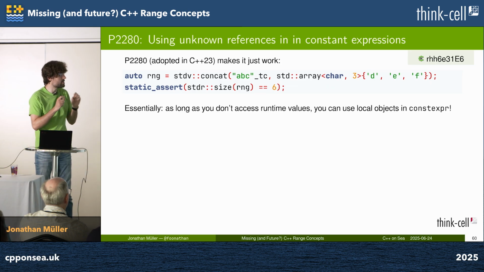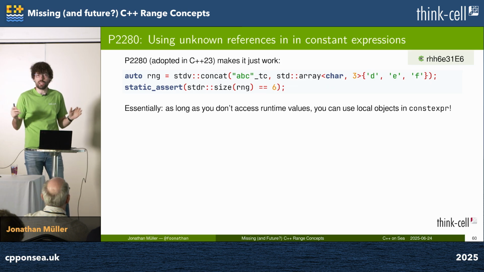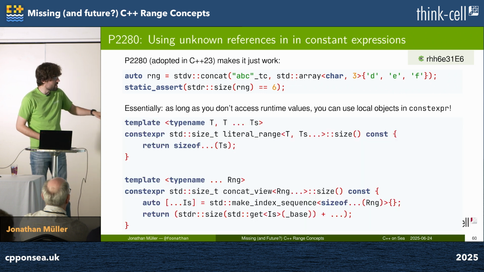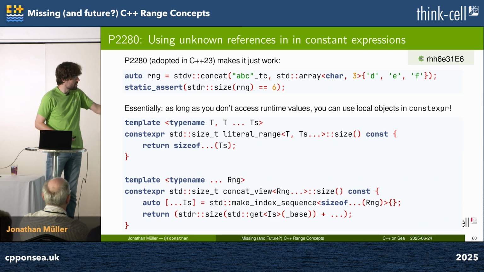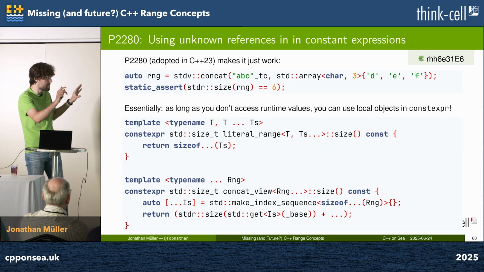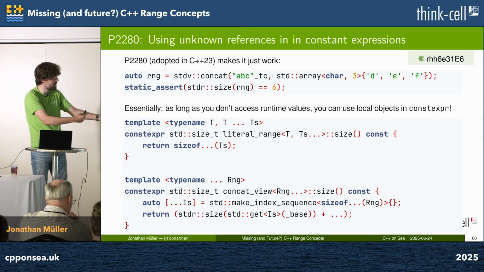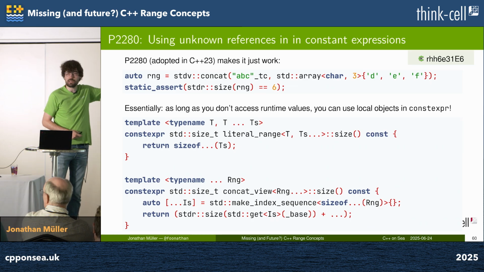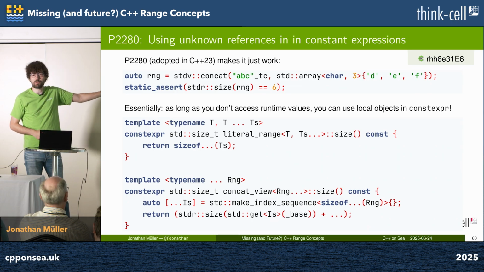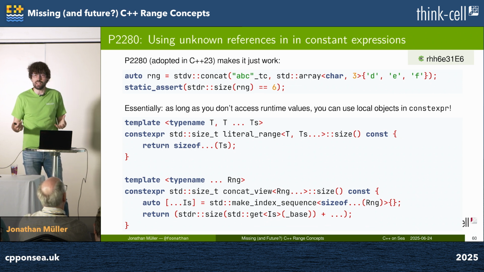Essentially, this is because of relaxation of the rules. As long as you don't access any runtime values, you can use local objects, you can use parameters in compile-time code. The size of a literal range just returns something, it doesn't access any memory variables. And the size of the concat view has a tuple of ranges, and then we want to sum them all together. If neither one of the sizes actually accesses the element of the tuple, then at no point do we actually access the runtime value of range. So the entire thing is just a constant expression, and it just works, right? This is really weird, but also really cool, because we can just use compile time properties of our runtime values.